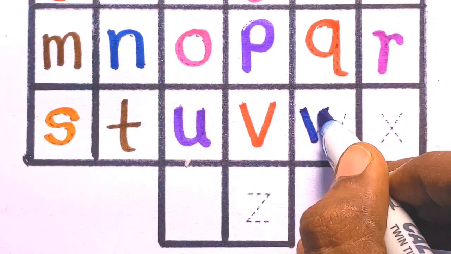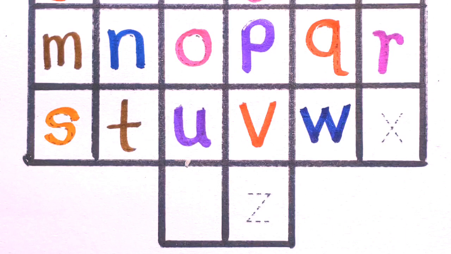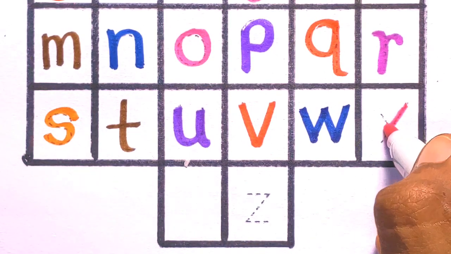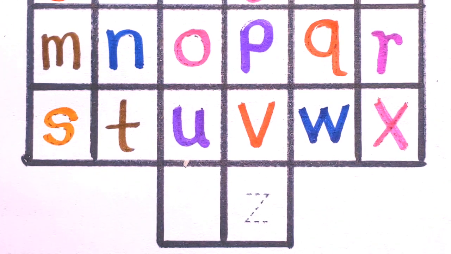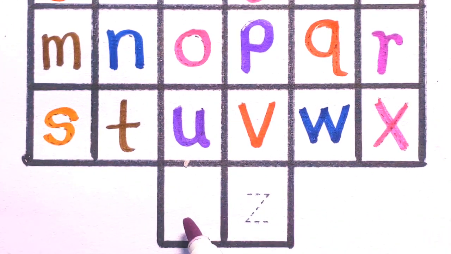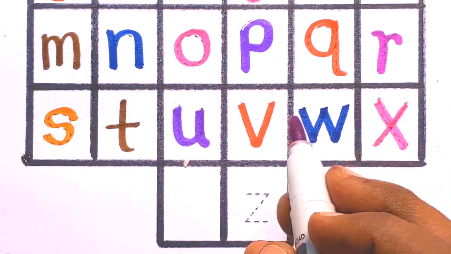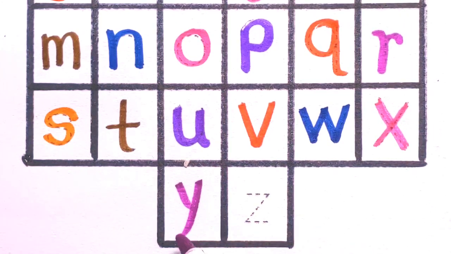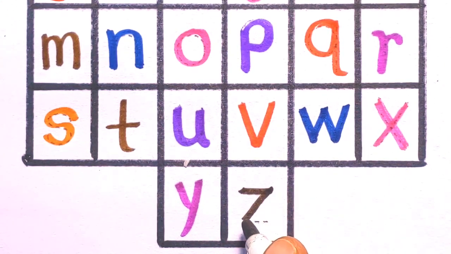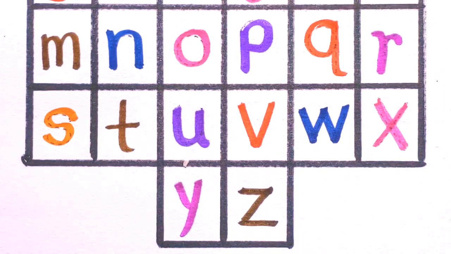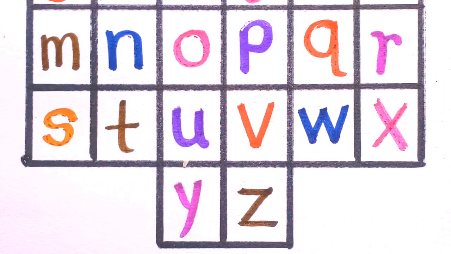Next, W. W for watermelon. X. X for X-ray fish. Before Z, which alphabet is missing here? It's a Y. And Y for, can you tell me? Y for yogurt. And next is Z. Z for zigzag. Now let's revise with me.